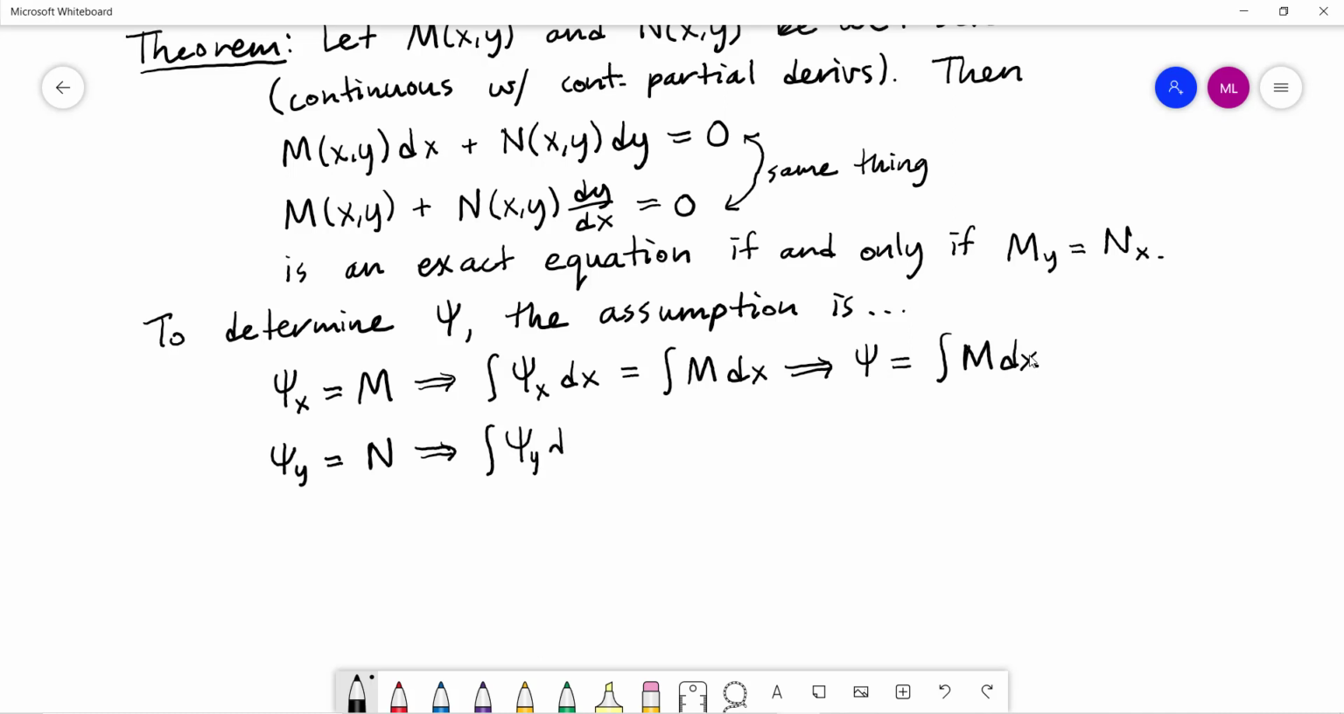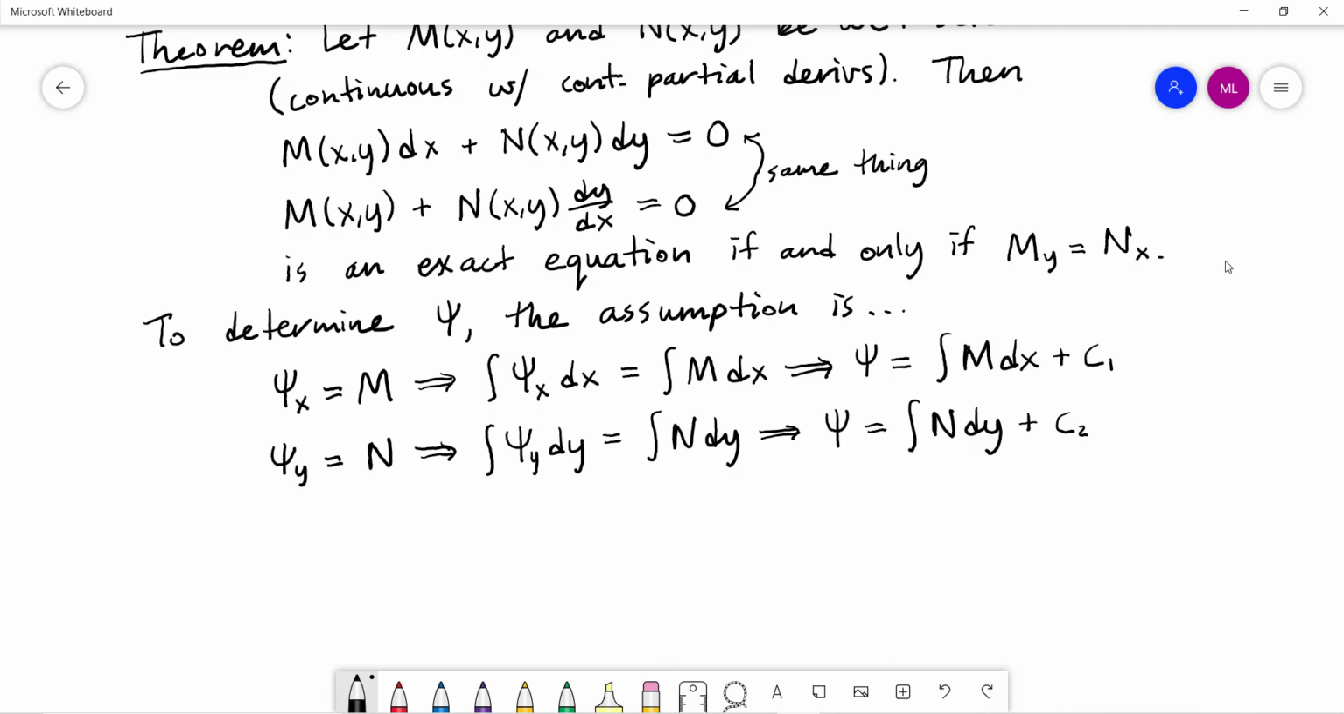Psi sub y, I need to integrate both sides with respect to y. So that's the integral of n with respect to y. And when we integrate the left-hand side, the integral with respect to y will cancel the derivative with respect to y, and we'll just be left with psi. And on the right-hand side, we'll have the integral of n dy. But think about what happens when we integrate. There's something I left off in both of these, and it's a constant. So I'm going to have plus c1, and down here I'm going to call it plus c2, because they're potentially different constants.